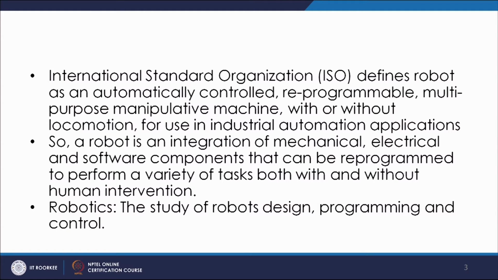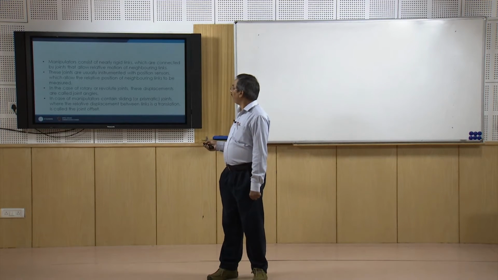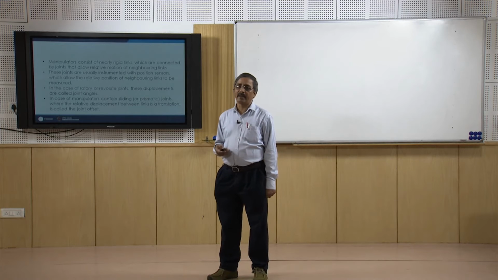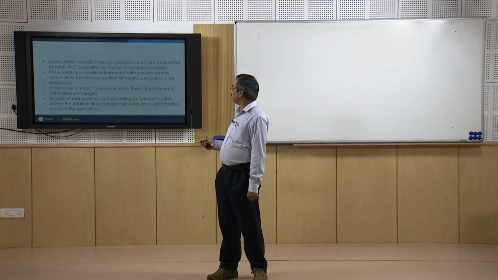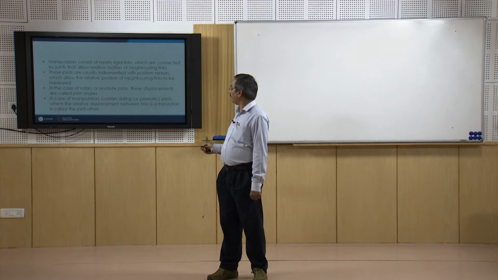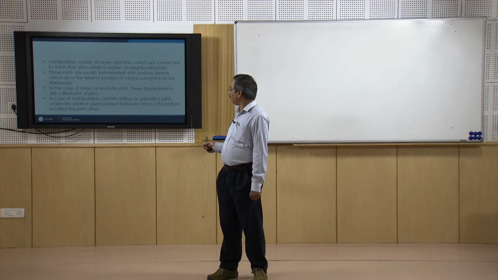course of study. Now, these joints, as I said, are usually instrumented with position sensors which allow the relative position of the neighbor link to be measured. These sensors could be an encoder or a potentiometer. Now, in case of a rotary or revolute joint, this displacement we call the joint angle, and in case the manipulator contains a sliding joint, which we also call a prismatic joint, the relative displacement between links is a translation, and that we call the joint offset.